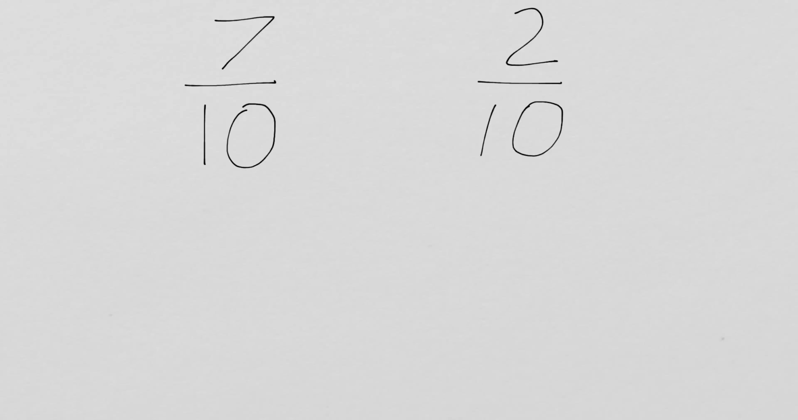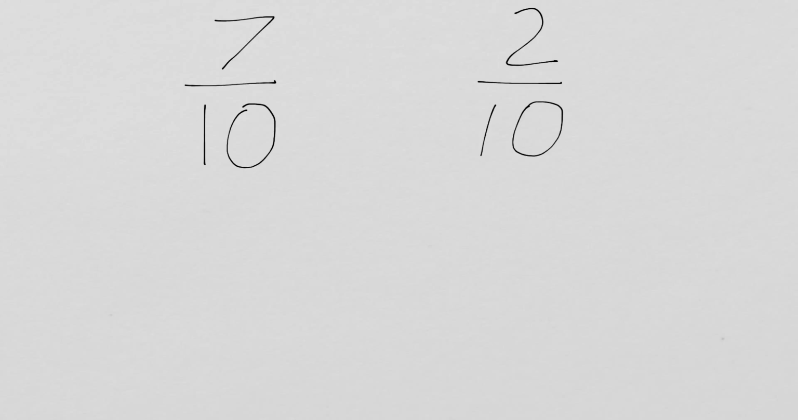This is going to be part one of a two-part video on comparing fractions. To start off with, we are going to be comparing fractions that have a common denominator. Our denominators, remember, are the bottom numbers in our fraction. So in these two fractions in front of you, 7/10 and 2/10, our denominator is 10. And since they both have the same denominator, we call them common denominators.